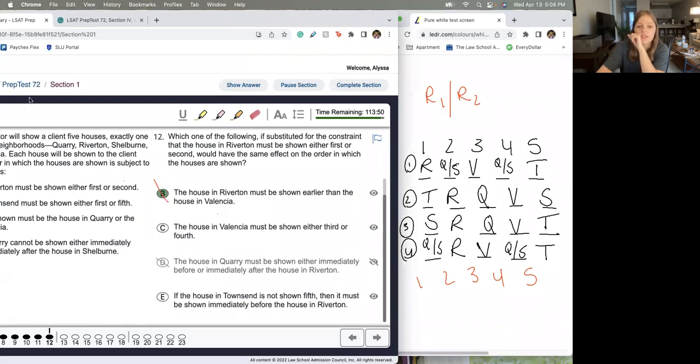We're going to go through C and E and see if we can create any new worlds. So for answer choice C, the house in V must be shown either 3rd or 4th. Okay, right off the bat, I'm not liking this answer because it has nothing to do with R. So technically, if I wanted to, I could do something like R in 5, T in 1, Q in 2, S in 4.